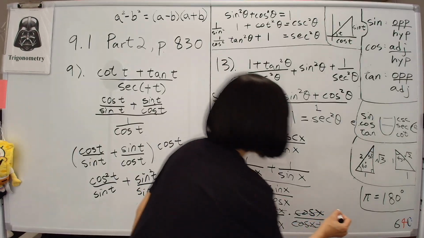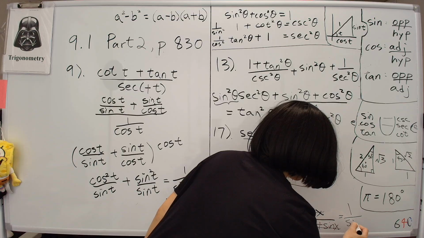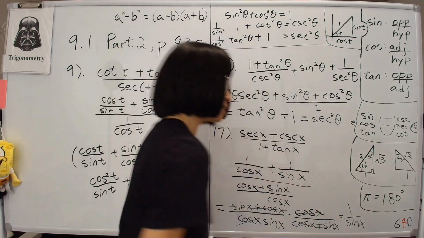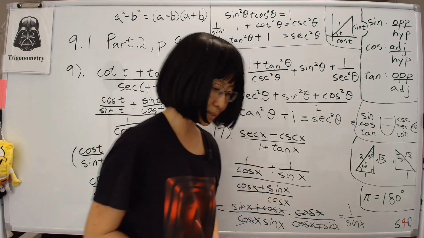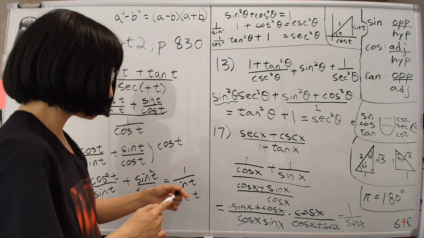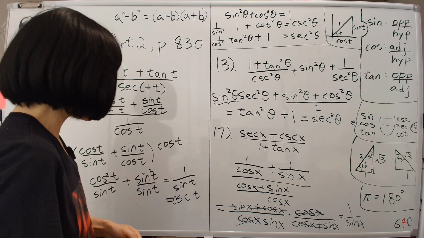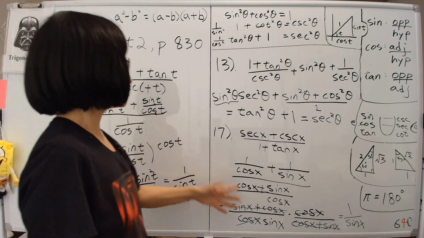So the answer is 1 over sine of x. They specifically say the answer has to be in terms of sine of x, so the answer has to be this. If it didn't say that, we could express it as cosecant like we did before. That's the same story. But this time they want it to be in sine of x, so that is our answer.